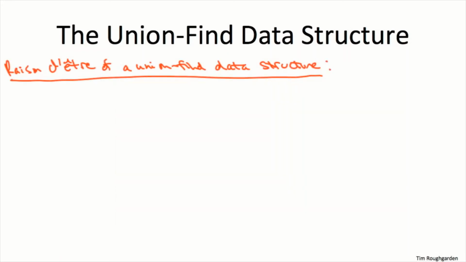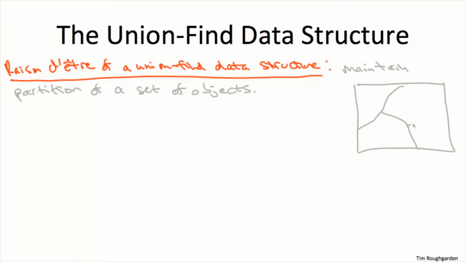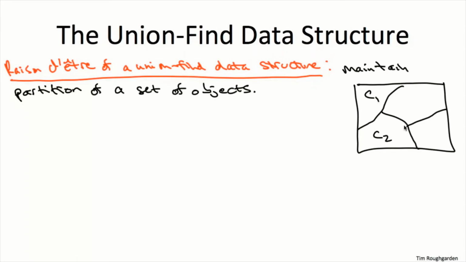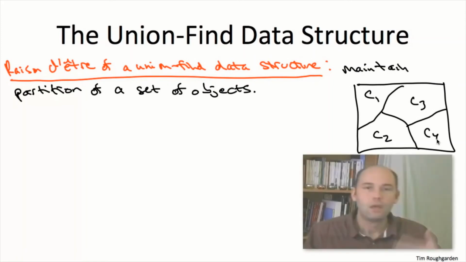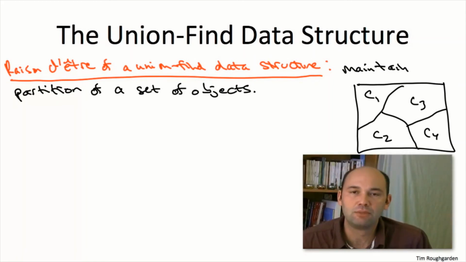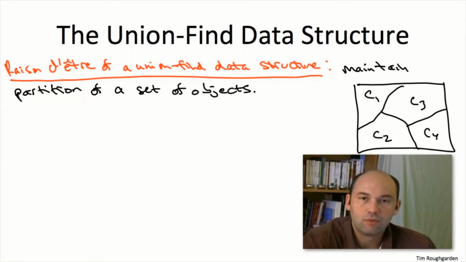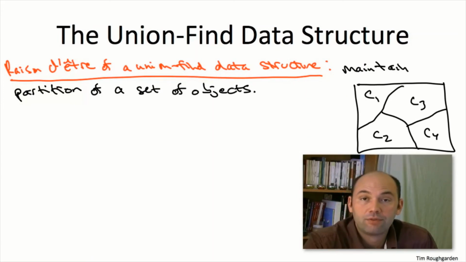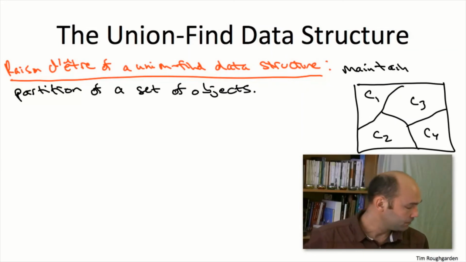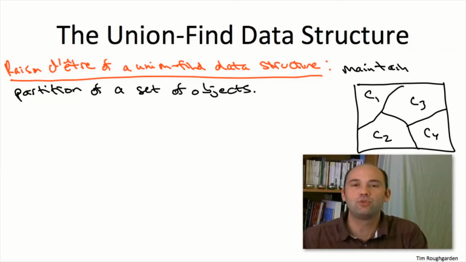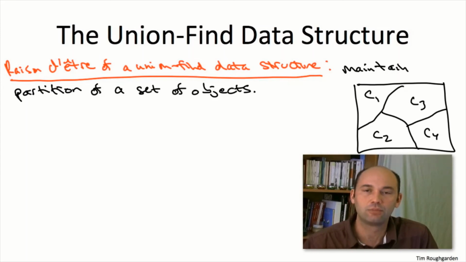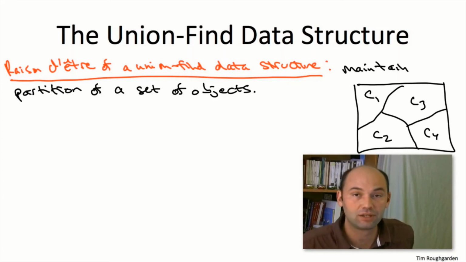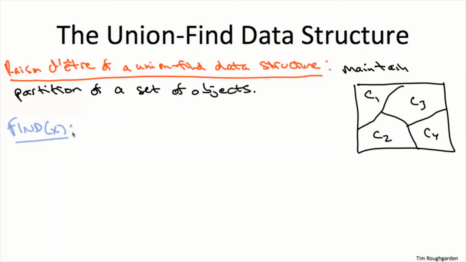So the raison d'etre of a union find data structure is to maintain a partition of a set of objects. So in this picture, the overall rectangle is meant to denote a set of objects, and then C1, C2, C3, and C4 are disjoint subsets that together form the union of the entire set. So that's what I mean by a partition of a group of objects. We're not going to ask too much of this data structure. We're only going to ask it to support two operations. No prizes to guess what those two operations are called.